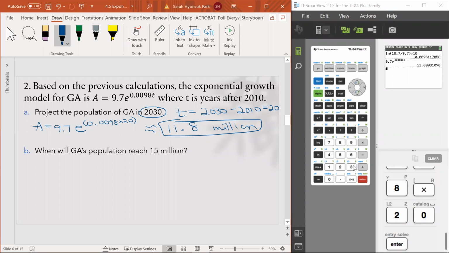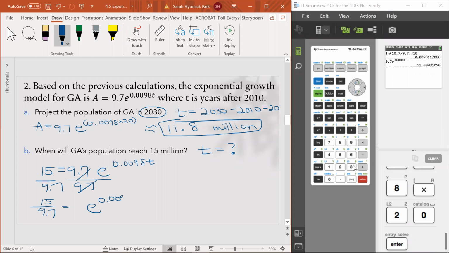Let's calculate when will it reach 15 million. So to do that, it's asking for T. We're trying to find when does that happen? So we have A, our final amount that we're trying to see when that happens is 15. The initial is 9.7, E to the 0.0098. We don't know T this time. So again, trying to isolate E first, get that 9.7 out of the way. And so then we have 15 over 9.7 equals E to the 0.0098T.